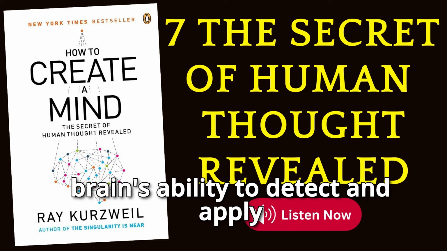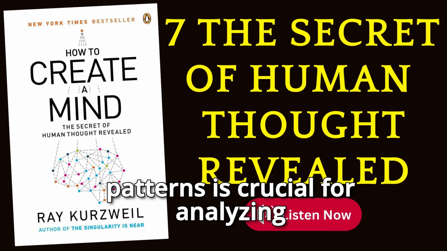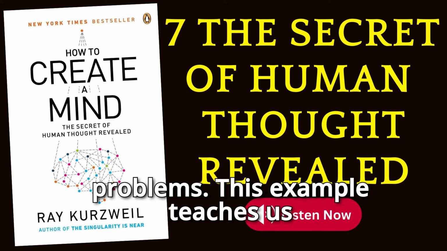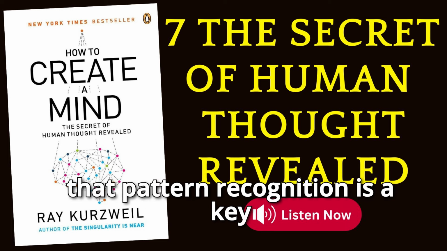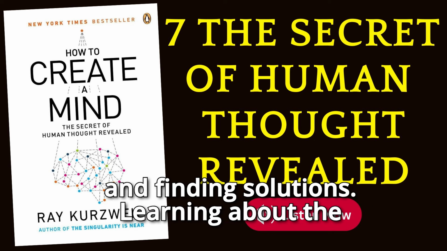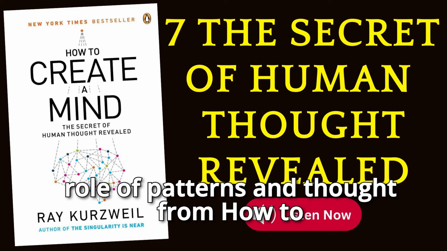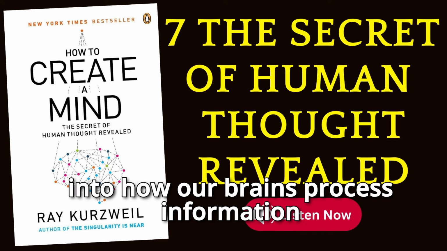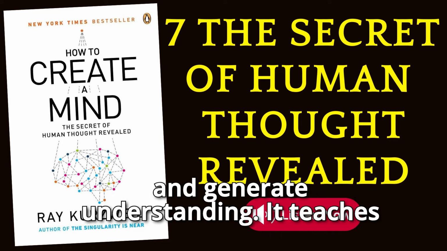Kurzweil argues that the brain's ability to detect and apply patterns is crucial for analyzing situations, making decisions, and solving problems. This example teaches us that pattern recognition is a key cognitive tool for addressing challenges and finding solutions. Learning about the role of patterns in thought from How to Create a Mind offers valuable insights into how our brains process information and generate understanding.